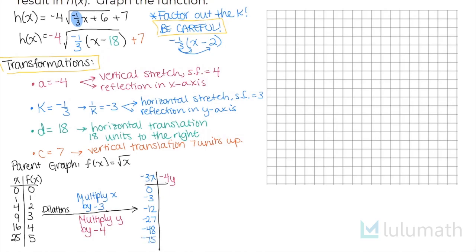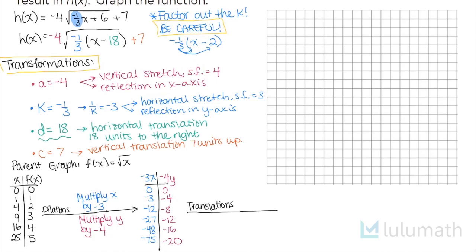Now when I do negative 4y, 0 times negative 4 is 0. 1 times negative 4 is negative 4. 2 times negative 4 is negative 8. 3 times negative 4 is negative 12. 4 times negative 4 is negative 16. And 5 times negative 4 is negative 20. So I've done my compressions and my stretches. I've done my dilations. Now I need to do my translations.